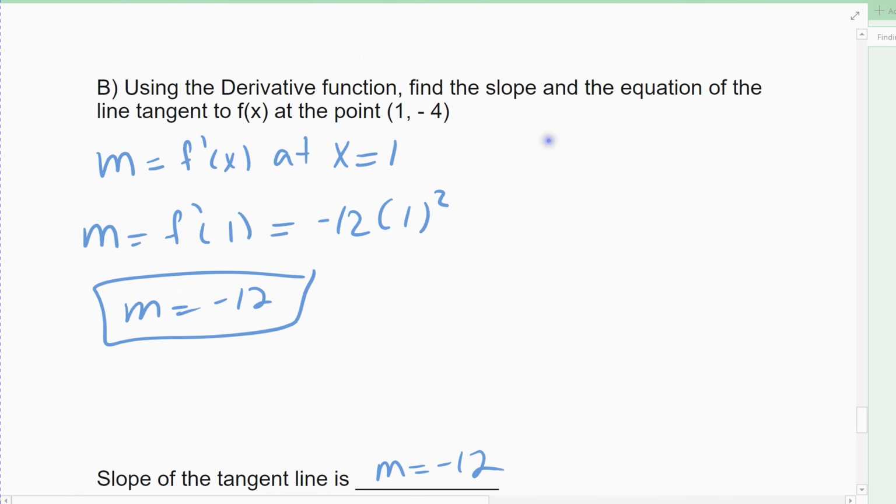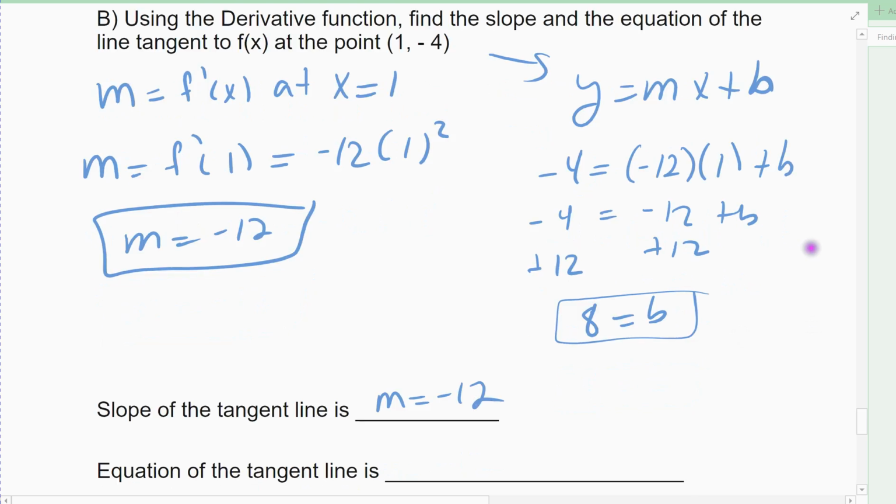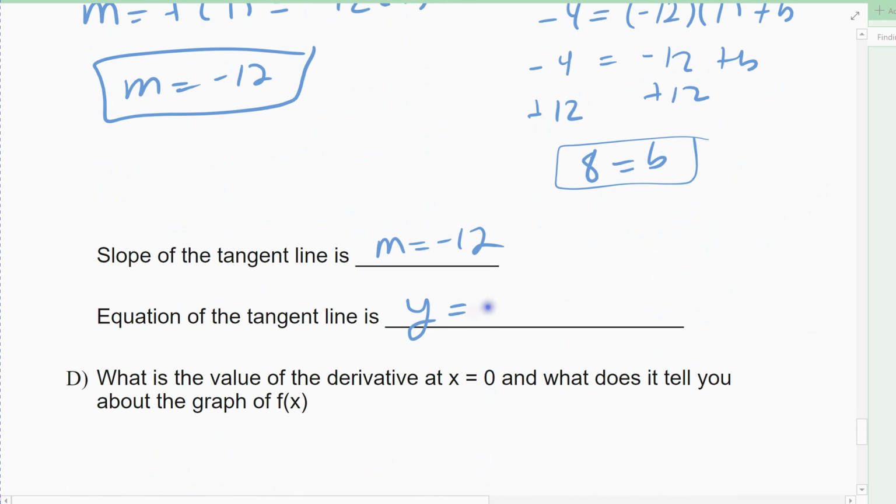All right, find my equation. y equals mx plus b. Plug in my point and my slope. So -4 was my y, -12 was my slope, 1 was my x. That's a b, not an h. All right, my y-intercept was 8, so my equation is y equals -12x plus 8. There's the equation of the tangent line to my function at the point (1, -4).